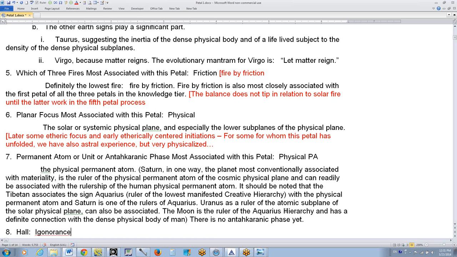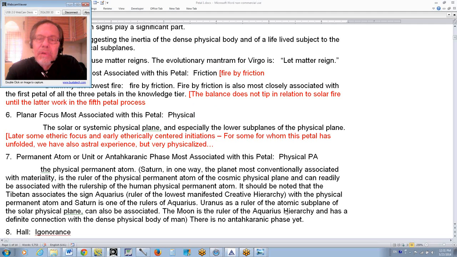It should be noted that the Tibetan associates the sign Aquarius, ruler of the lowest manifested creative hierarchy, and as you keep going up the scale of hierarchies, the signs repeat themselves on higher and higher planes. I had a Finnish friend here who, being on the third ray, wrote a couple of almost non-understandable books, and I used to talk with him about these and try to draw them out into clarity of expression. But he extended the zodiac onto higher and higher subplanes, going onto the cosmic planes, and derived what he thought were some real significances from that.